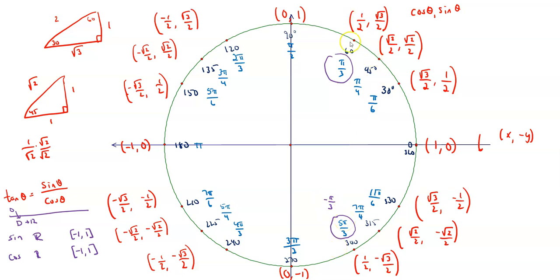Between these 2 points, is it the x's that are the same or the y's that are the same? It's not the y's, right? Here's root 3 over 2. There's negative root 3 over 2. It's the x's that are the same. So if I put in a pi over 3 or I put in a negative pi over 3, I still get a half either way. So if that's true, then cosine is an even function.